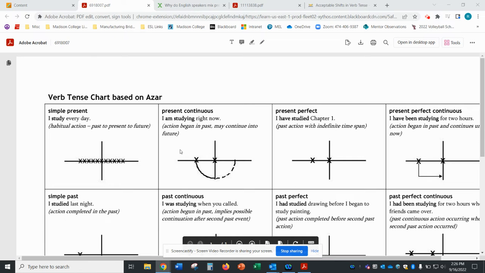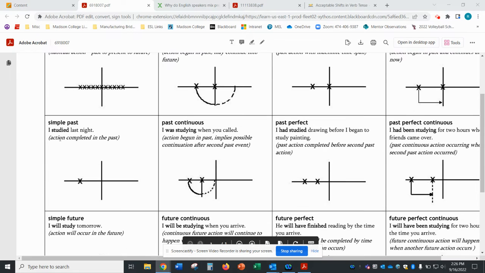Mixed tenses in English. Early in learning English, you were probably taught not to mix your tenses. In other words, if you start writing or speaking in the present tense, you should stay in the present tense. On the other hand, if you start speaking or writing in the simple past, you should stay in the simple past. And that's a good place to start when you're beginning to learn English.